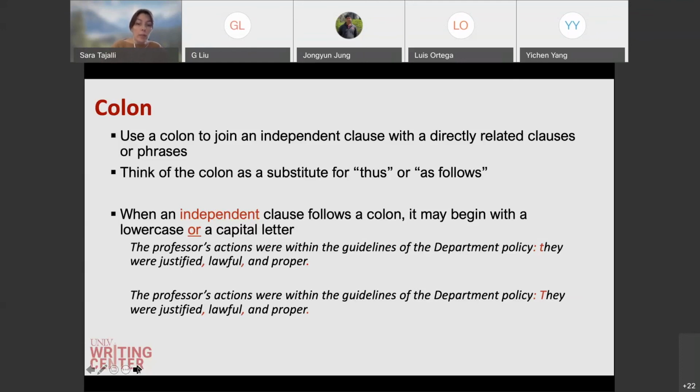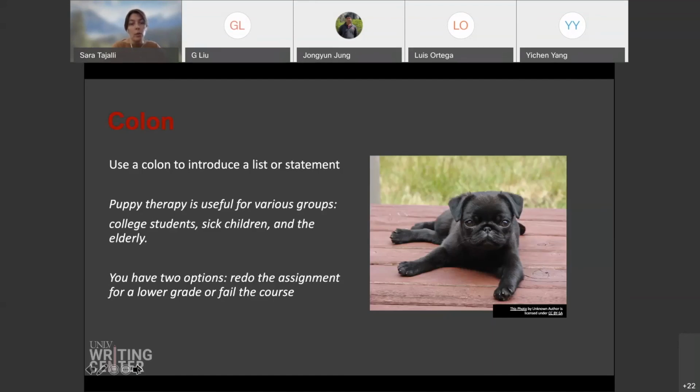And you can also use colons to introduce a list. Puppy therapy is useful for various groups. Again, that is an independent clause. And then with the colon, "thus" college students, sick children, and the elderly. Or "for example," college students, sick children, and the elderly. So that's how we would use colons. So like I said, I just learned it's got to be an independent clause before the colon. Any questions on those?